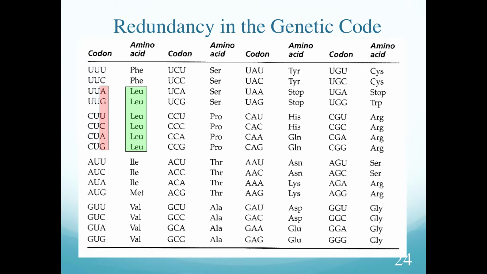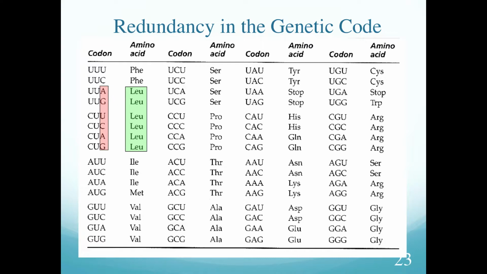However, you can make any change you want in the third base pair of the codon, an A, a G, a U, or a C. Any one of those will still produce a leucine. So it's very redundant in the third base pair of the codon.